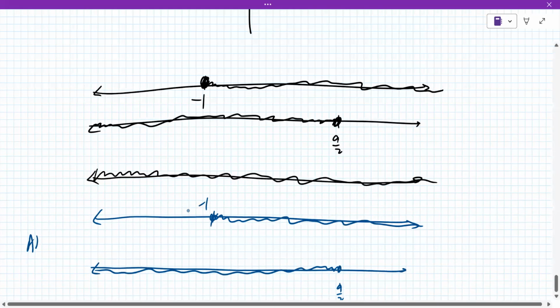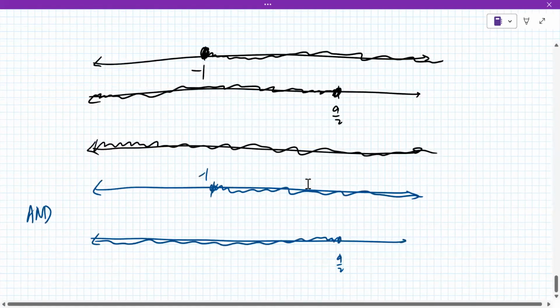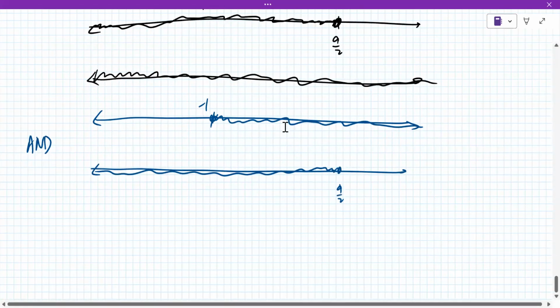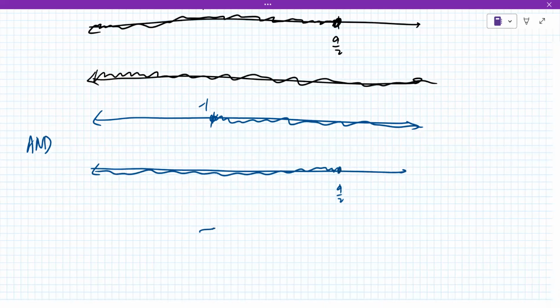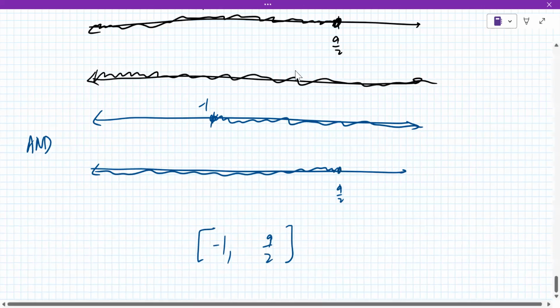But let's say it's an and situation. They have to both be true. Where are these both true? In between -1 and 9/2. Right. It would be bracket -1, 9/2 bracket. Okay.